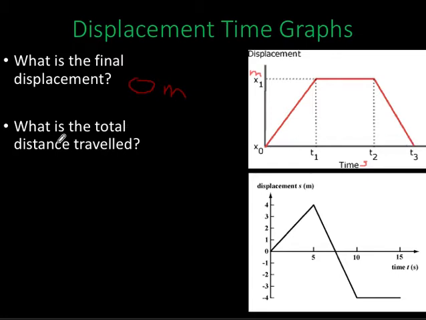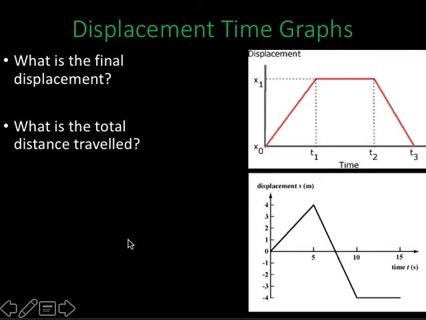What is the total distance traveled? Well, this will be a different story. The total distance traveled is, well, you go 1 meter in the first second, then you stay there for another second, and then you come back another meter in the last second. So your total distance traveled will be 1 plus 1 here. So total distance is 2 meters.